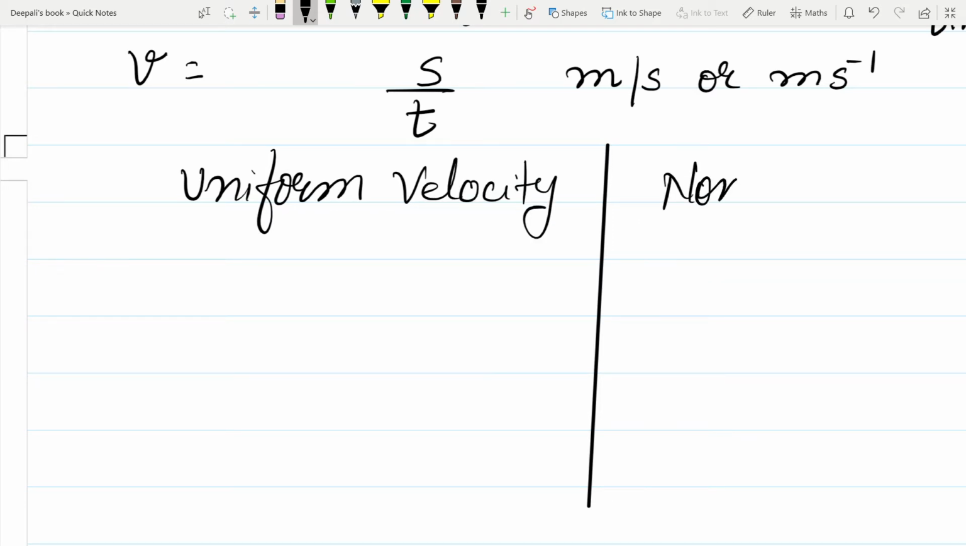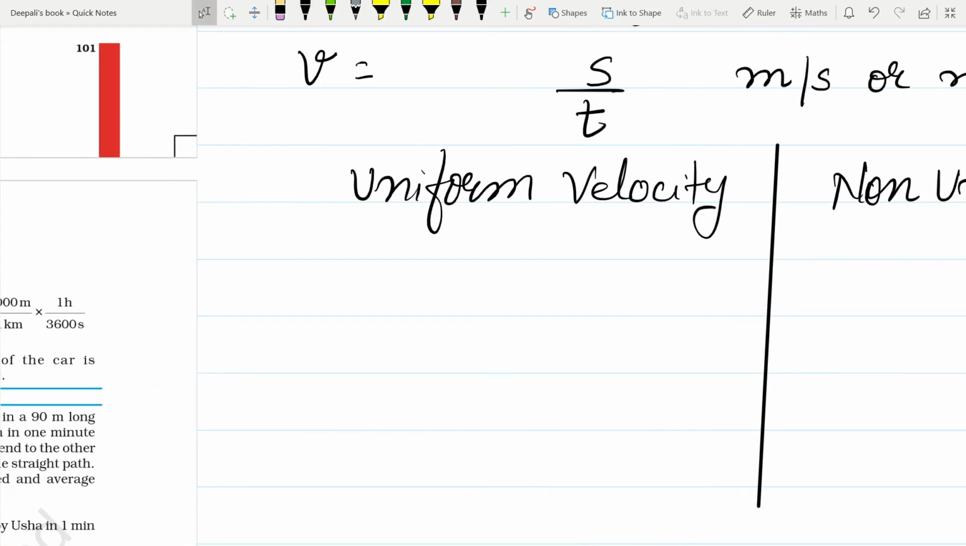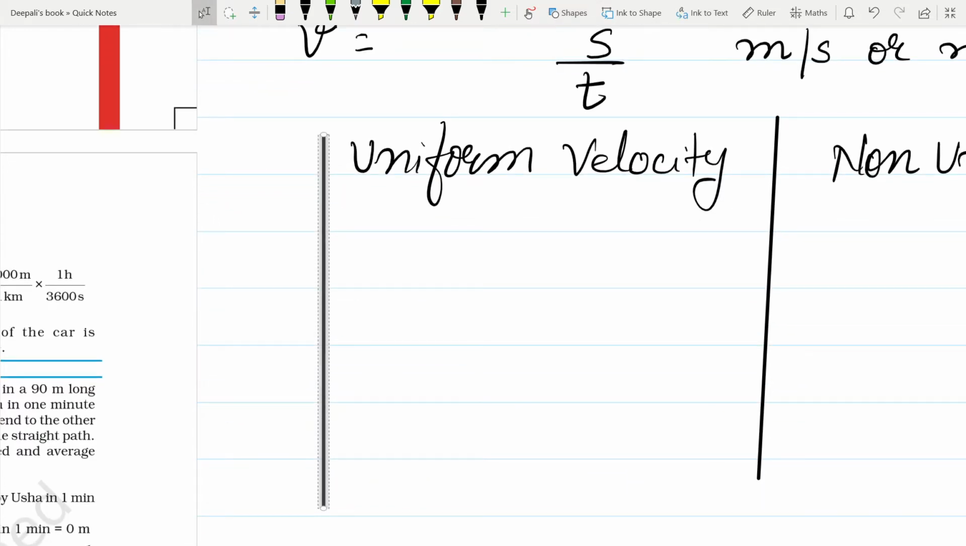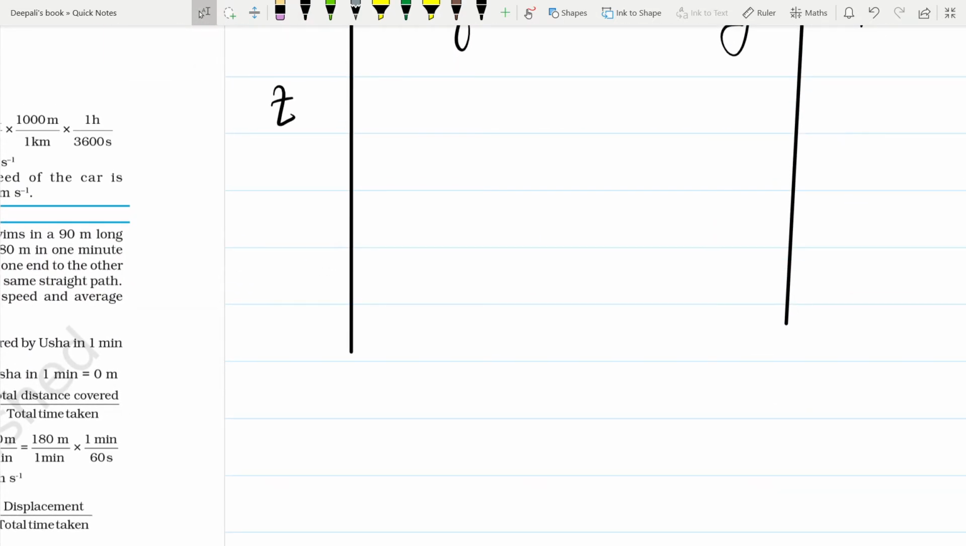Uniform and non-uniform velocity. Now, how shall we compare this? We have time, distance, and direction here, as we are talking about speed with time.